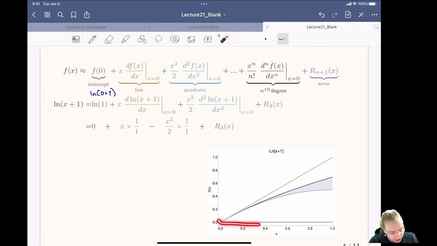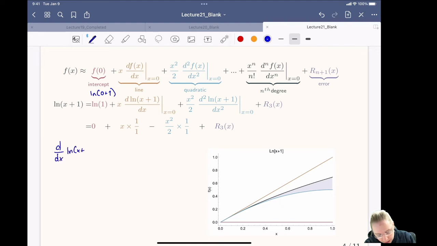All right, this isn't a particularly good approximation. If we use that, we'd have a huge amount of error out there. All right, so let's do a little bit better. Let's take x times the derivative. So let's find the tangent line here. So what's the derivative of the natural log of x plus 1? d by dx of ln of x plus 1 is equal to 1 over x plus 1.